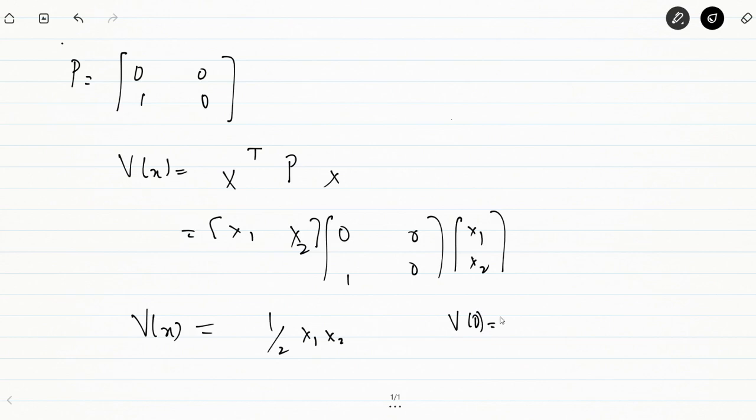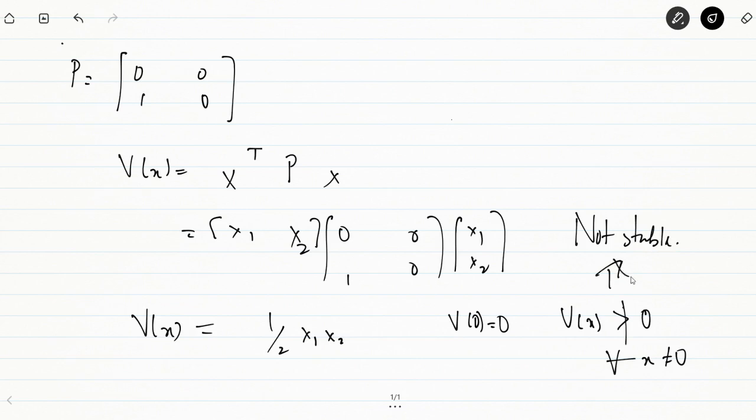V of 0 is equal to 0, that's true. But V of x is not less than 0 for all values of x not equal to 0. For example, if you have x1 positive and x2 negative, V of x will be negative, so definitely this criterion is not met, and it will not be a stable system.